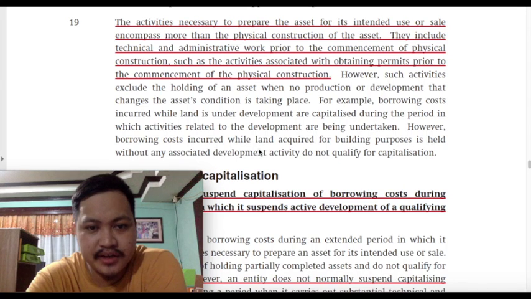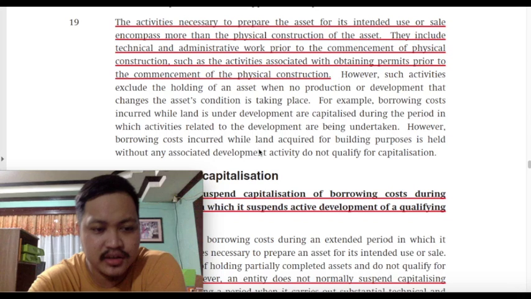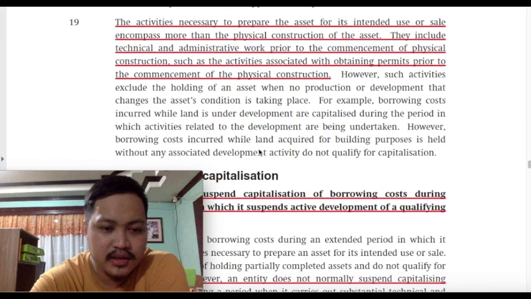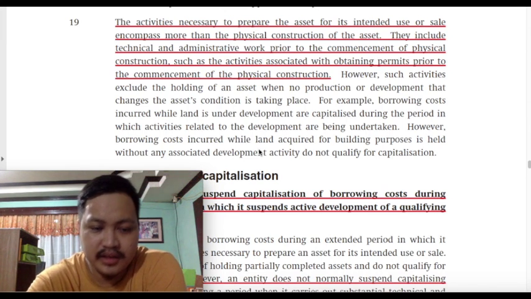But borrowing costs incurred while land acquired for building purposes is held without any associated development activity do not qualify for capitalization. So if the land remained idle, class, then definitely you cannot commence yet capitalizing borrowing cost. But if you have already started clearing the land, class, so that you can start with the construction of the building that will be raised in such land, then there will already be capitalization. But if the property is completely idle, then definitely no capitalization yet.